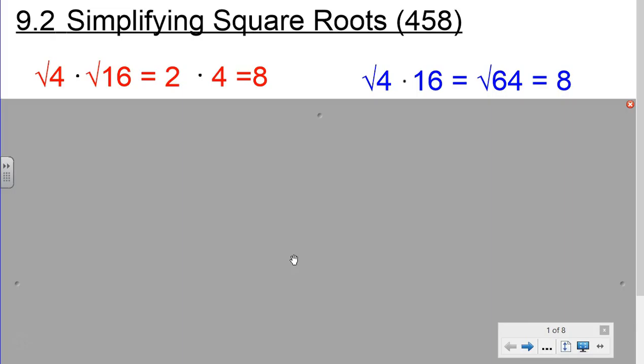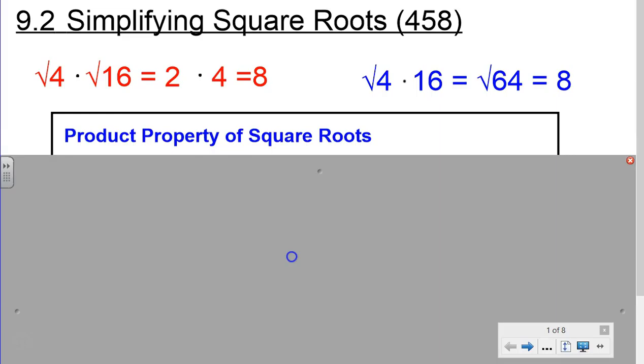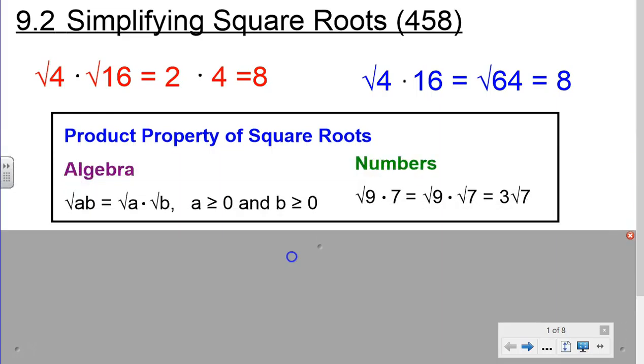But we could also say that this is the same as the square root of 4 times 16, all under the same radical sign. So when you do that, you multiply inside the radical sign, because that's a grouping symbol, and you get the square root of 64, which is also 8, right? Well, that leads us to this property. Okay, we're going to write this down. It's the product property of square roots.